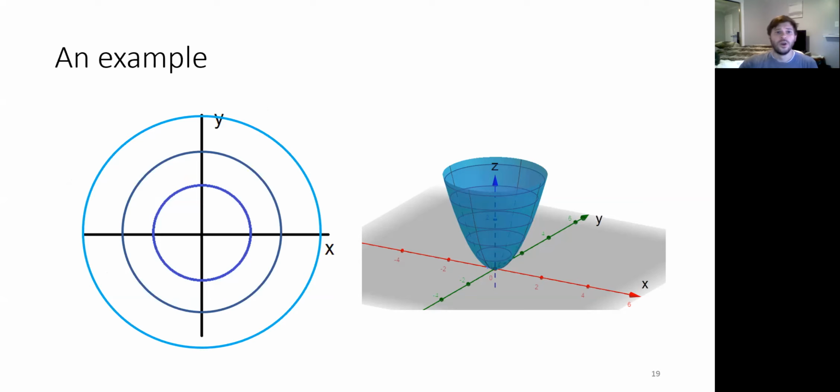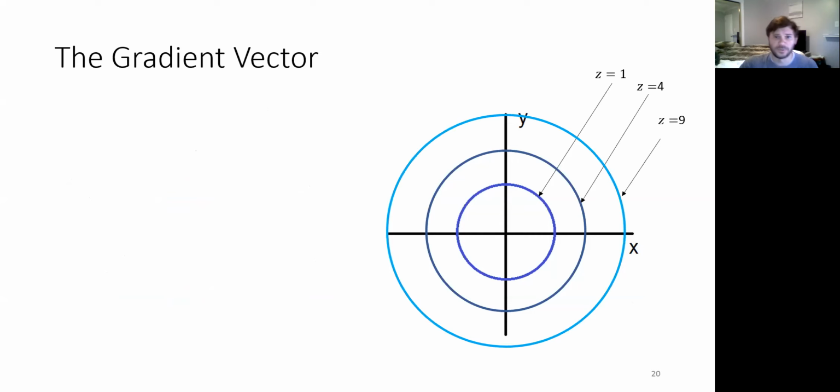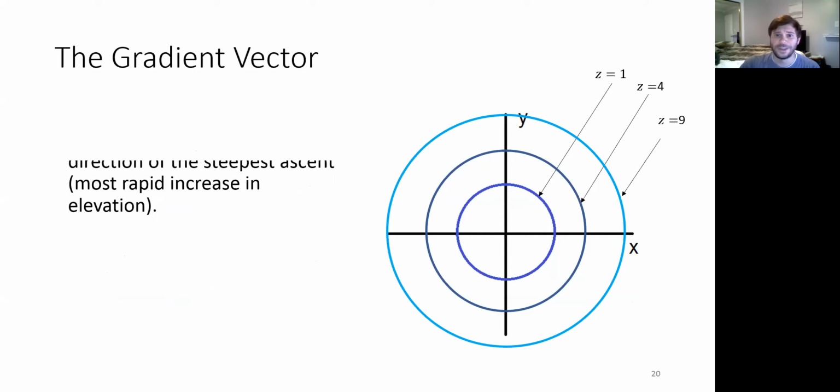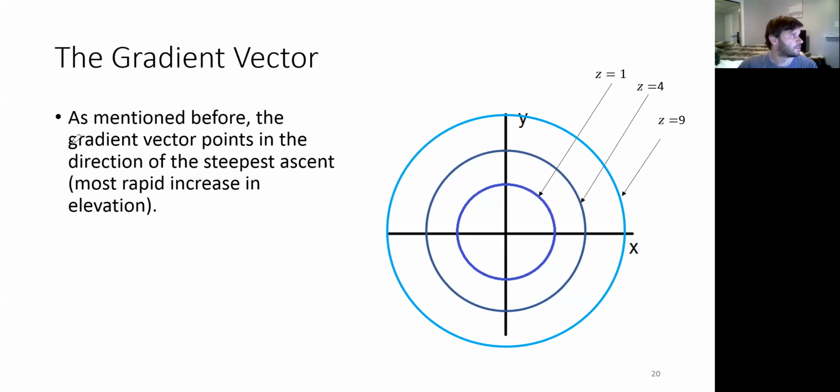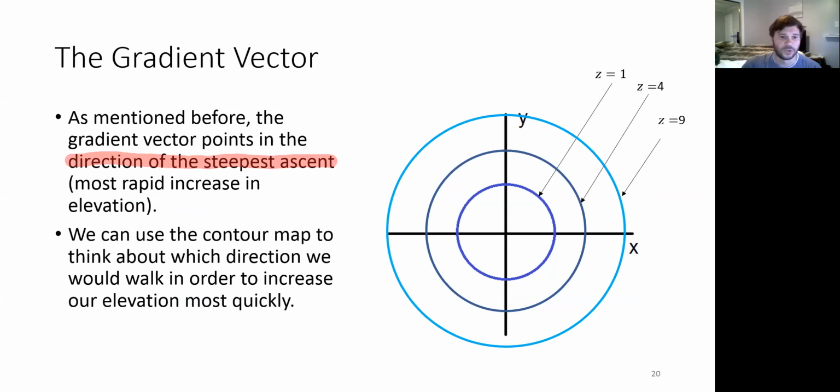Now, what good is the gradient vector? How does it help us navigate this map? Well, as we mentioned before, the gradient vector points in the direction where we move up the function the fastest. It points in the direction of the steepest ascent, the most rapid increase in elevation. And we can use the contour map in conjunction with the gradient to help us think about which way we should move if we were interested in going up the function, if we had to maximize it, or more importantly, for our case of cost minimization, if we had to walk down the function and minimize it.